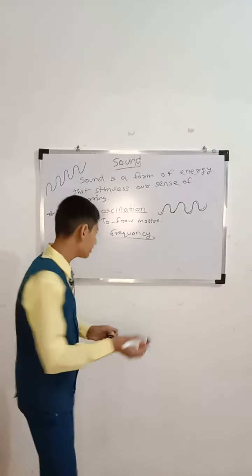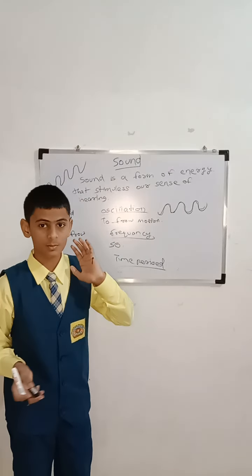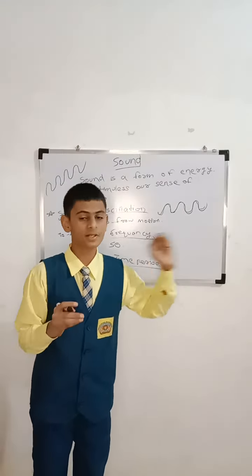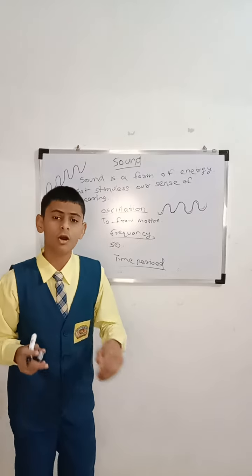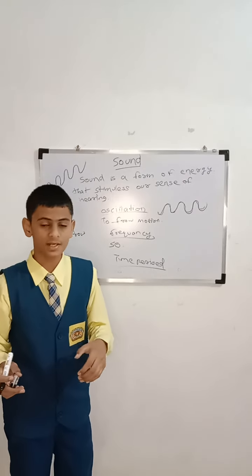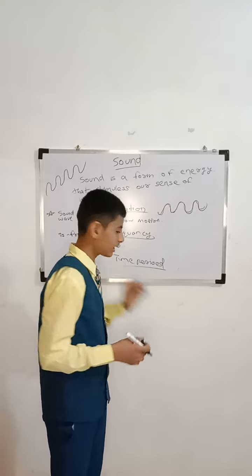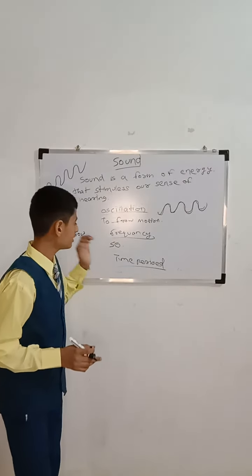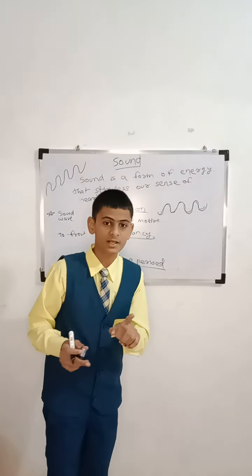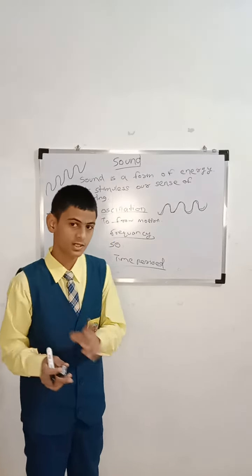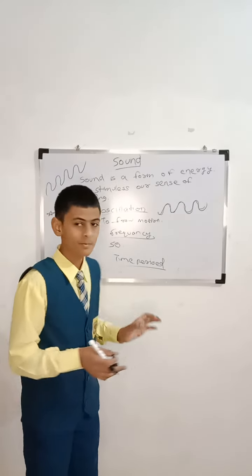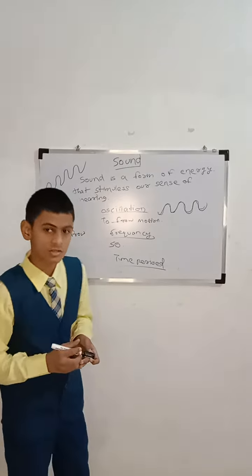Suppose a sound wave travels a distance of 5 meters. All the oscillations completed by the sound wave is called time period, and it is measured in time. So don't get confused between frequency and time period. Frequency is only how many oscillations are completed in 1 second, and time period is the whole time the sound wave takes to complete the oscillations.